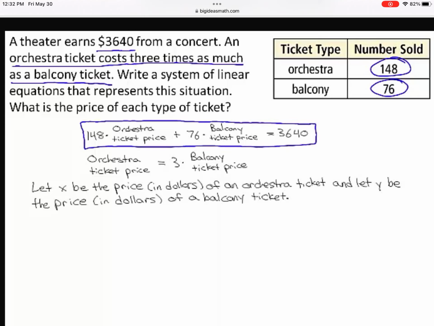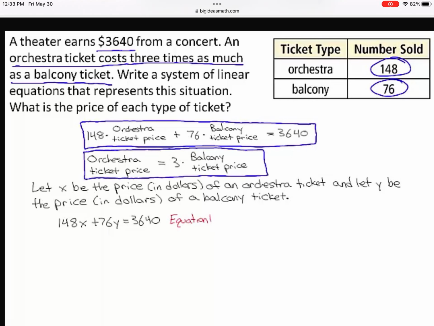Because 148 times the orchestra ticket price plus 76 times the balcony ticket price equals 3,640, equation 1 is 148x plus 76y equals 3,640. Because the orchestra ticket price equals 3 times the balcony ticket price, equation 2 is x equals 3y. Notice that equation 2 is already solved for x. Substitute 3y for x in equation 1 and solve for y.